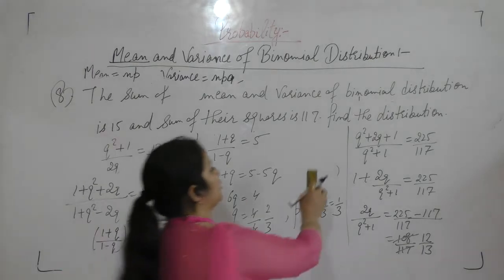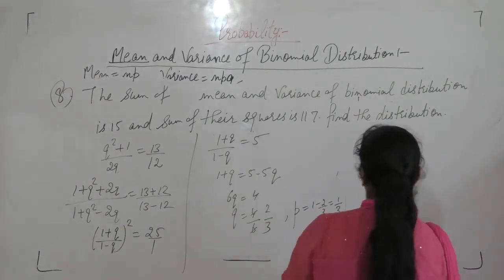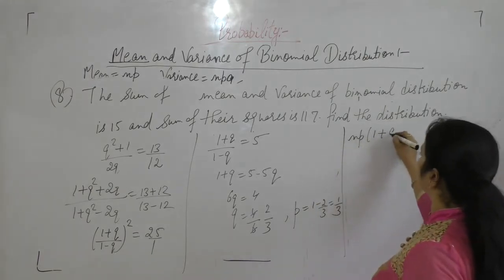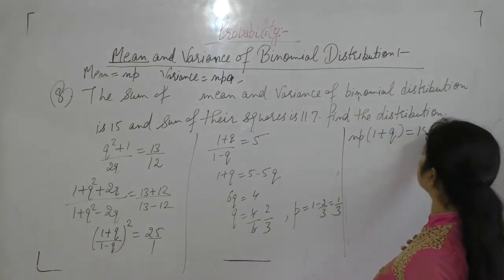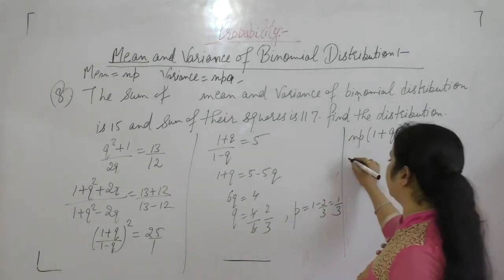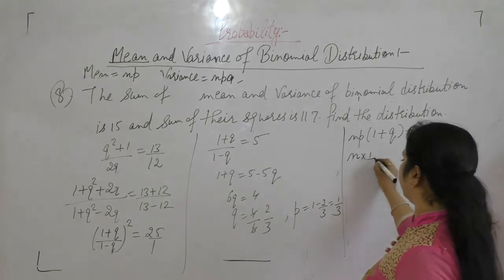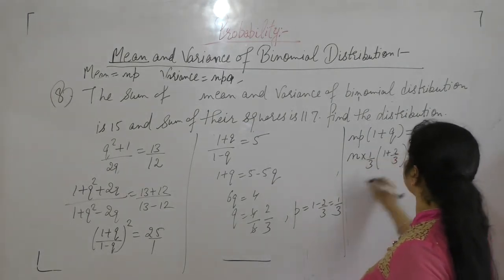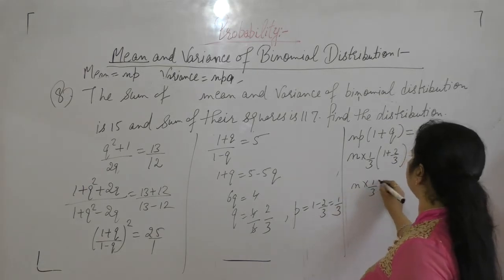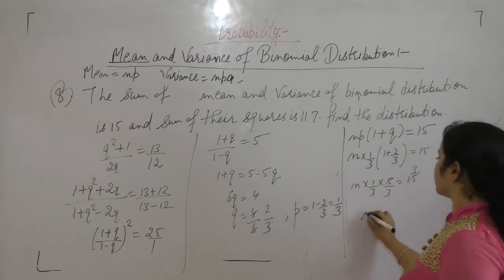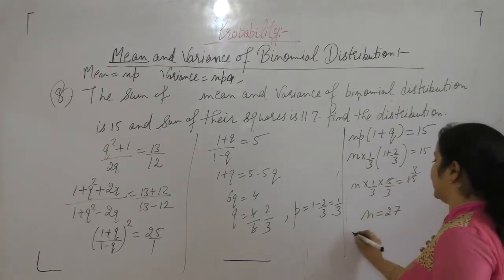Now next we want to find the value of n. np in plus 1 plus q is equals to 15. Sum of mean and variance is 15. We want to find the value of n. P is 1 by 3, q is 2 by 3. n into 1 by 3, 3 plus 2, 5 by 3 is 15. So n is 3 cube, that is 27.